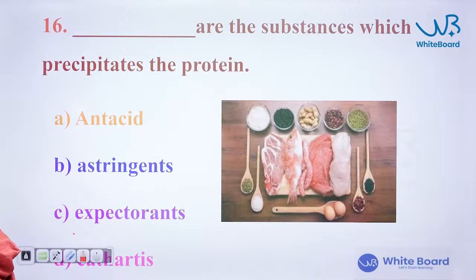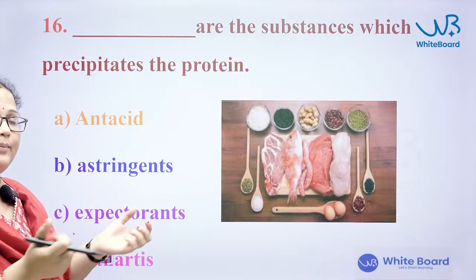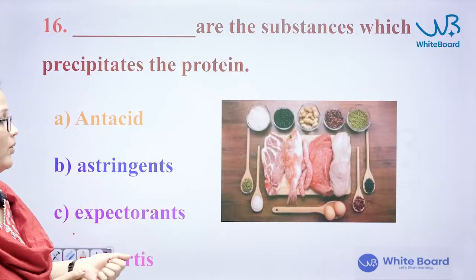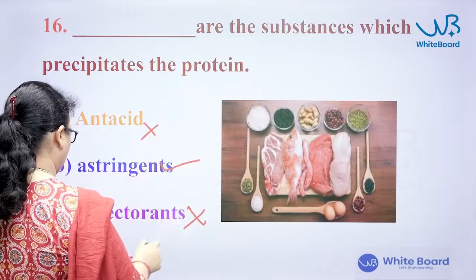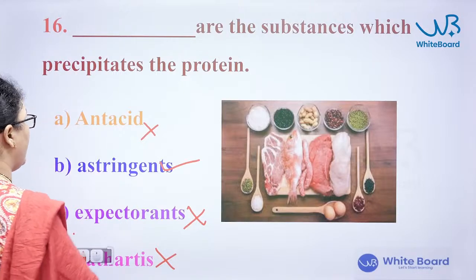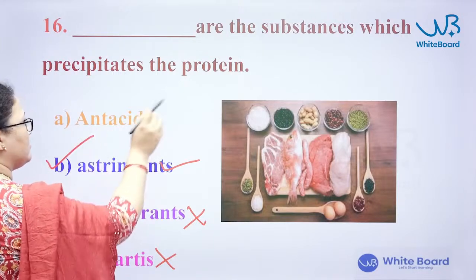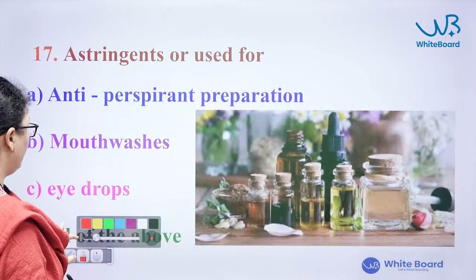Next. These are the substances which precipitates the protein. Means if you add this substance to the protein, ultimately denaturation or precipitation of protein will occur. Antacid? No. Astringent? Yes. Expectorant? No. Cathartic? No. Okay. So, the correct answer is the astringent. So, whenever you add an astringent, the protein will undergo complete precipitation.